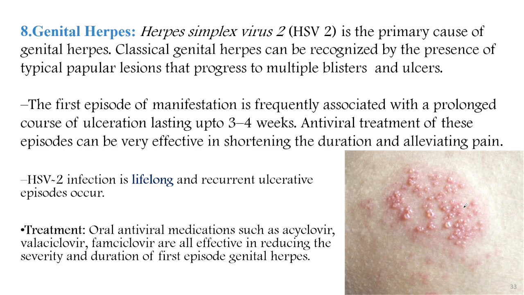HSV2 infection is lifelong, mind it. It is a lifelong infection and recurrent ulcerative episodes occur. What are the treatment options available? Usually oral antiviral medications such as acyclovir, valacyclovir, famciclovir are all effective in reducing the severity and duration of first episode genital herpes. In this picture, you can see the ulcers, multiple blisters.